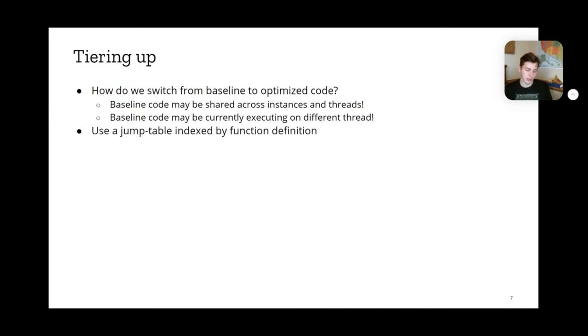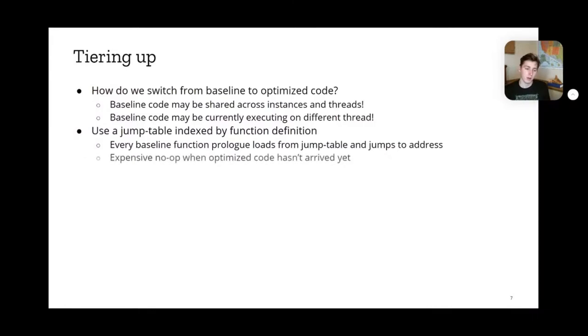So the way we try and solve this is we use a data structure that we call jump table. And it's just essentially a bunch of entries that are indexed by function definition. And every baseline function prologue loads from the jump table and will jump to the address that's provided in the jump table. Now, normally this is just a very expensive no-op when optimized code hasn't arrived yet, because that jump table entry will point to the next instruction inside that baseline function.